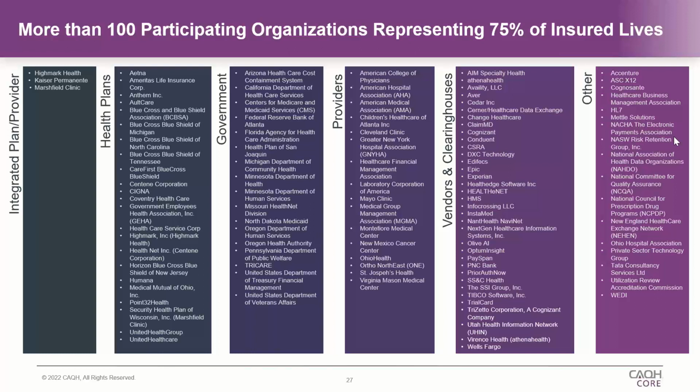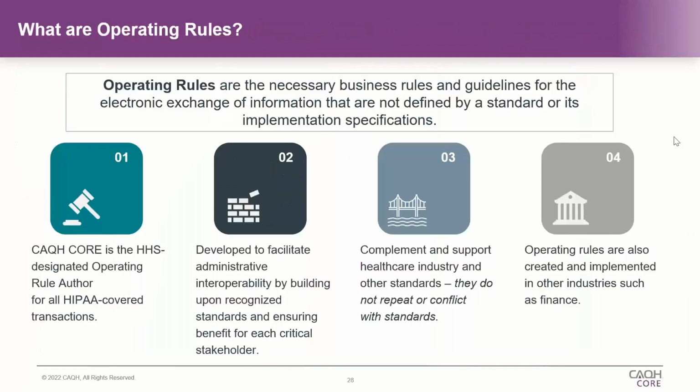So what are operating rules? On the next slide, the definition of operating rules is included in the Affordable Care Act, and they are the necessary business rules and guidelines for the electronic exchange of information that are not defined by a standard or its implementation specifications. So operating rules really facilitate interoperability by building on the standards and ensuring benefits for each stakeholder group. And that's why having multiple stakeholders involved in the rule development process is critical.